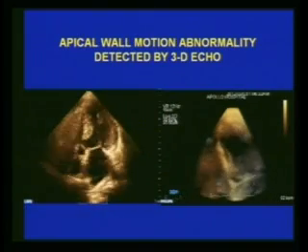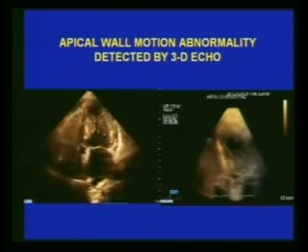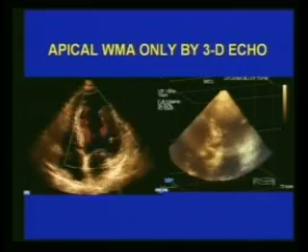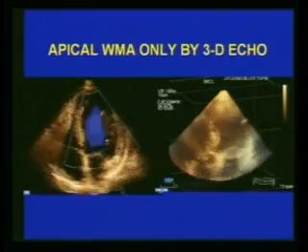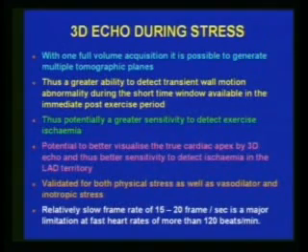You get a 2D echo, there is no wall motion abnormality. On a 3D echo full volume study, there is a wall motion abnormality. This is another patient. Apical 4-chamber view does not show the wall motion abnormality, and a 3D echo shows the wall motion abnormality. Similarly, when you acquire 3D echo during stress, there will be a greater ability to detect transient wall motion abnormality immediately during the short time window available in the immediate post-exercise period, thus a potentially greater sensitivity to detect exercise ischemia. However, there is a problem.